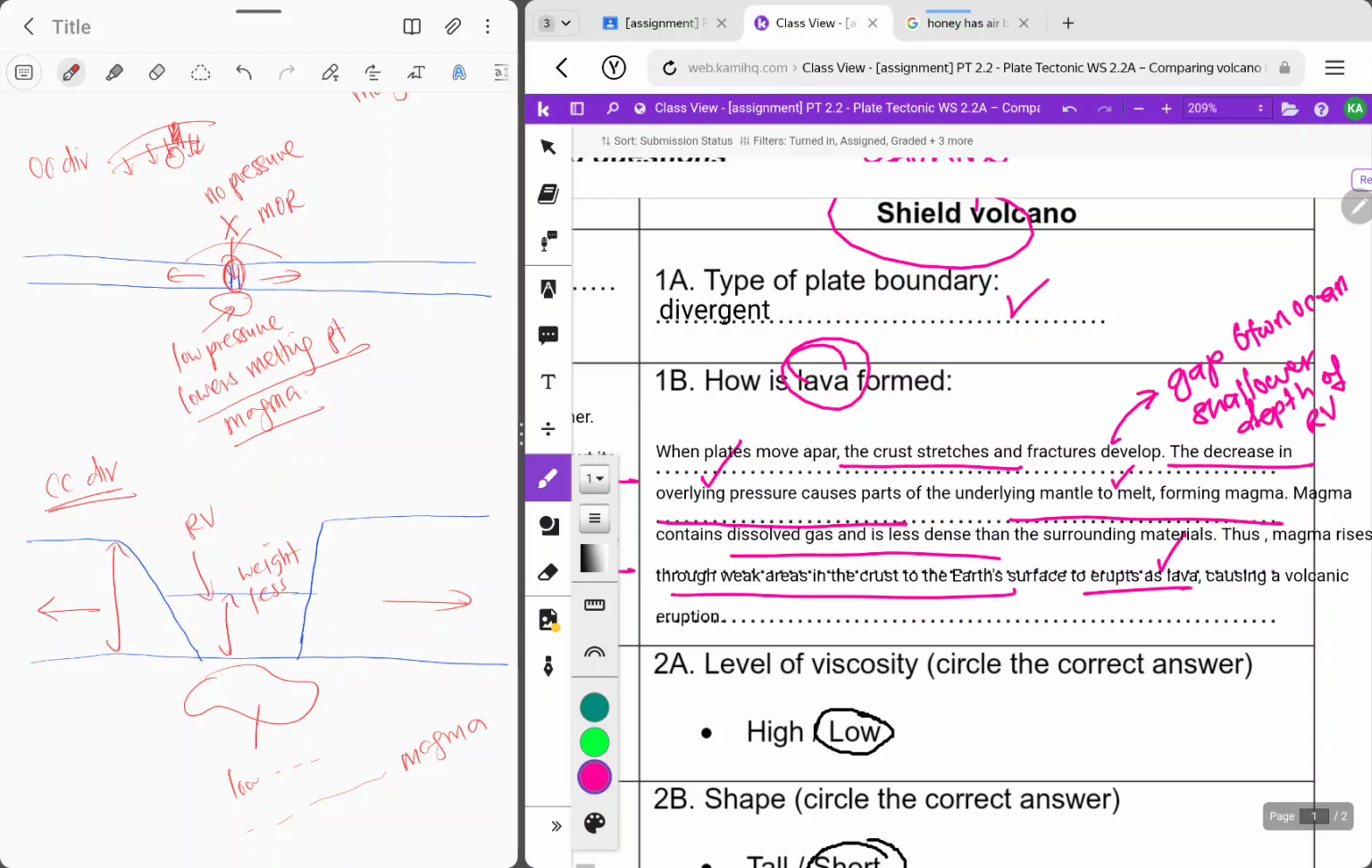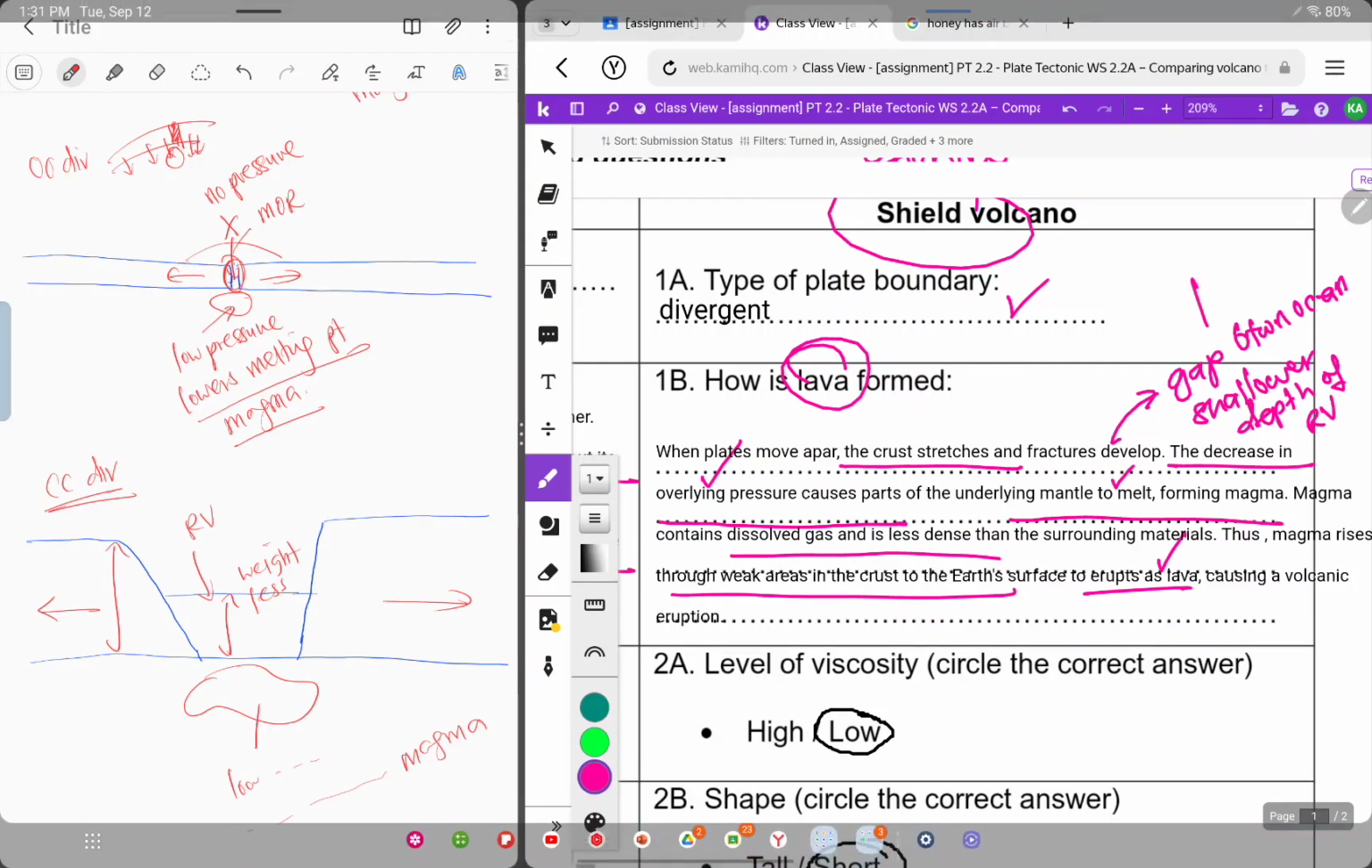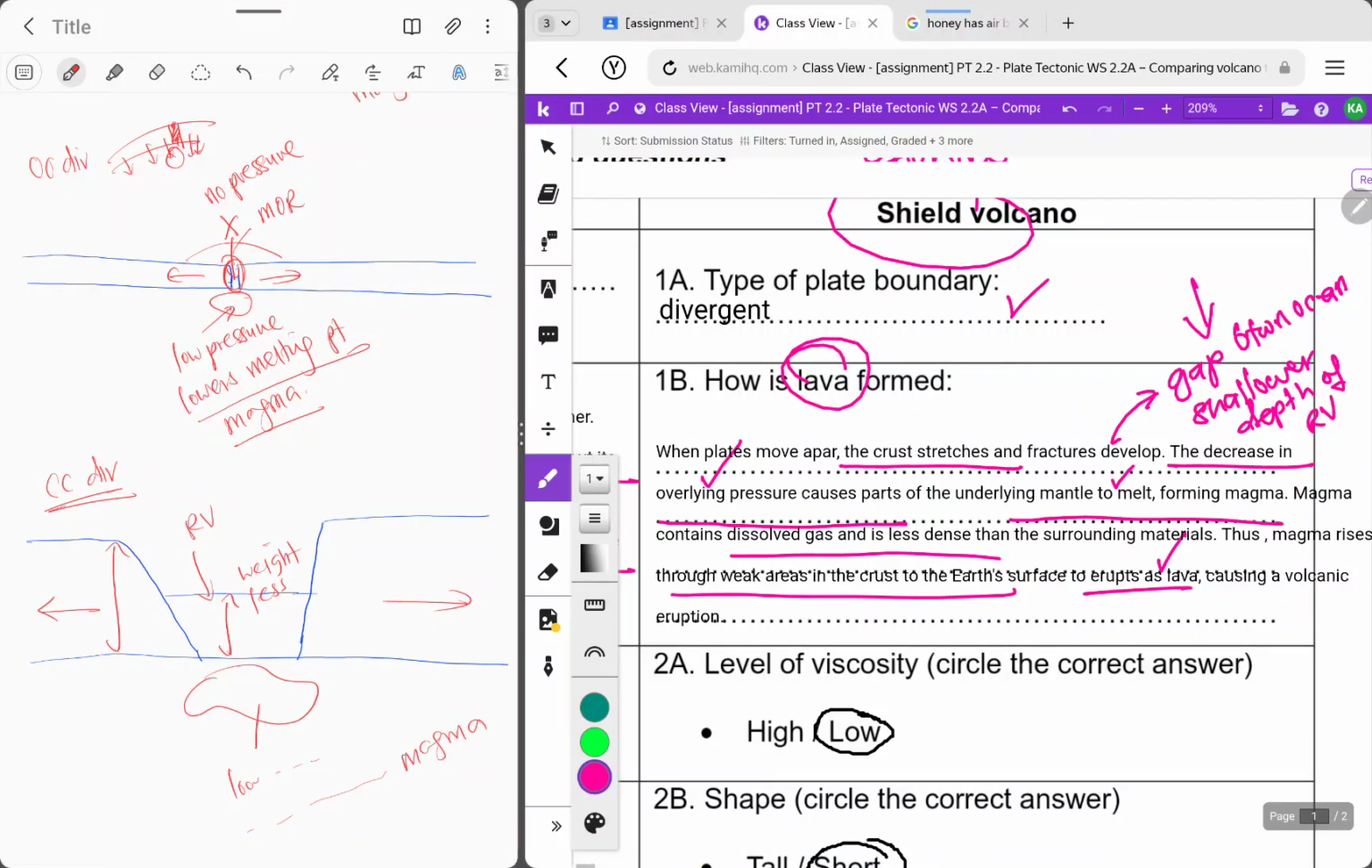Okay, take a look at where your points are missing. But importantly, can I please have you add in why there is a decrease in pressure, so you don't just accept it as it is. Okay.